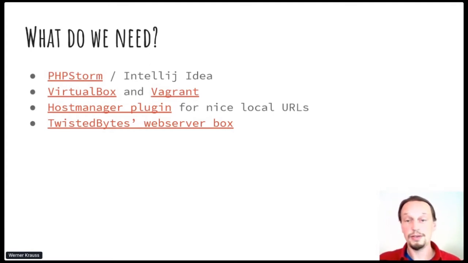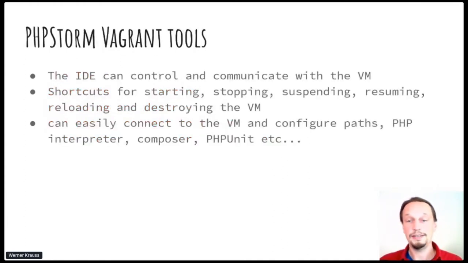What do we need? Well, of course, the IDE, PHPStorm in this case, VirtualBox for running the virtual machines, and Vagrant. I also use the Host Manager plugin. I love it very much. This way you get nice URLs for your virtual machines, and it automatically updates your etc hosts file. And of course, the pre-configured box, in this case, Dirk's Twisted Bytes web server box. I put the links to this here in my slides, so later on, you can get the links from the slides.